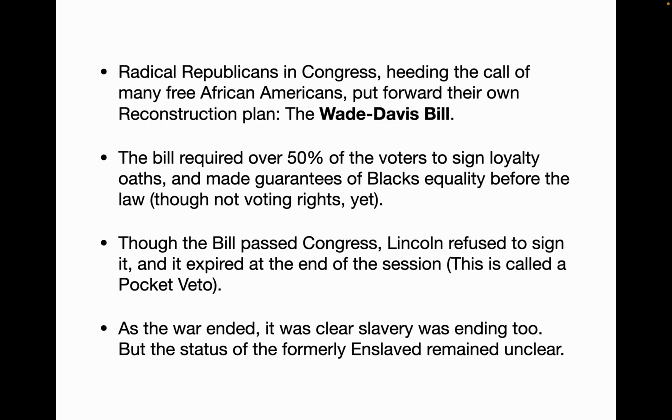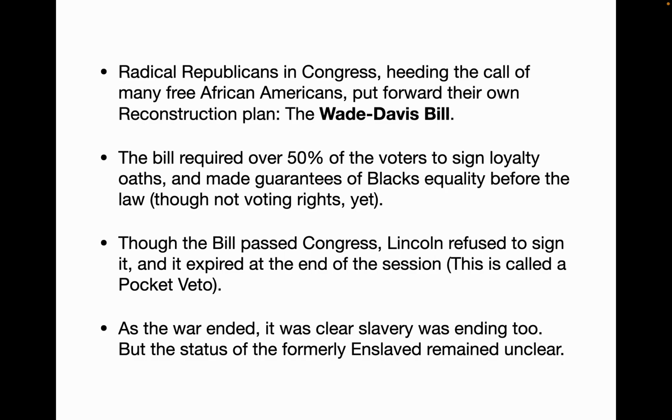Meanwhile, radical Republicans in Congress, the ones who are sometimes called fire eaters, were heeding the call of many African-American abolitionists who said they wanted to put forward their own Reconstruction plan that was much more harsh, called the Wade-Davis Bill. The Wade-Davis Bill would require 50% of voters, not 10, to sign loyalty oaths. It also forced them to make guarantees of black equality before the law, although it did not call for voting rights, not yet. So we're seeing it called for punishments for people who were not treating African Americans well. So the Wade-Davis Bill passed through the House and passed through the Senate.